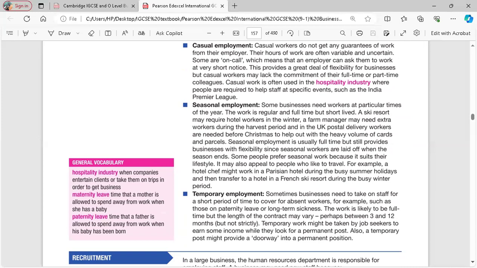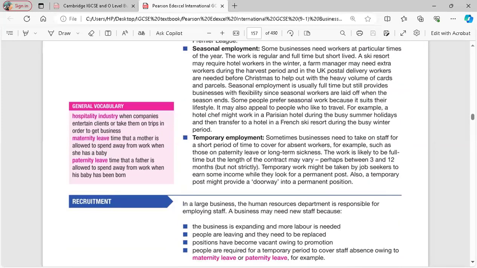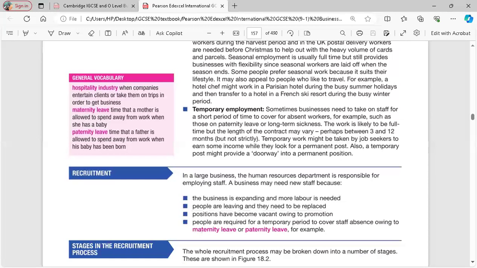Is it clear? Then we have temporary employment. Sometimes businesses need to take on staff for a short period of time to cover for absent workers. We call it temporary because you are just going to cover for a certain individual who is not available right now. Mr. X is not available today, or he's not going to be available for the next few days, so we need someone to cover. They're not going to employ a full-time or part-time worker for that. They only need that person to work for that period of time. That's what we call temporary employment. Is it clear?